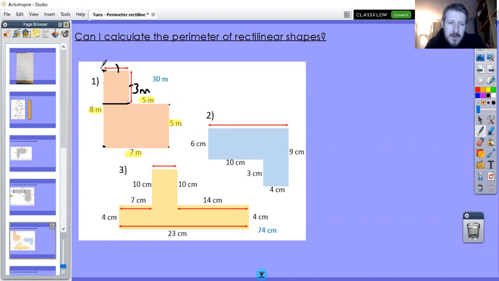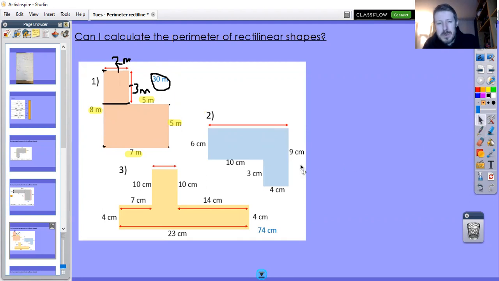And we do the same thing for this side here. We know that the total length is 7 meters from here to here. We don't know this bit, but we know this bit is 5 centimeters, which means we can assume that 5 add this bit equals the 7. So 5 add 2 meters equals the 7. And then we add up all these lengths together to find the perimeter of 30 meters.